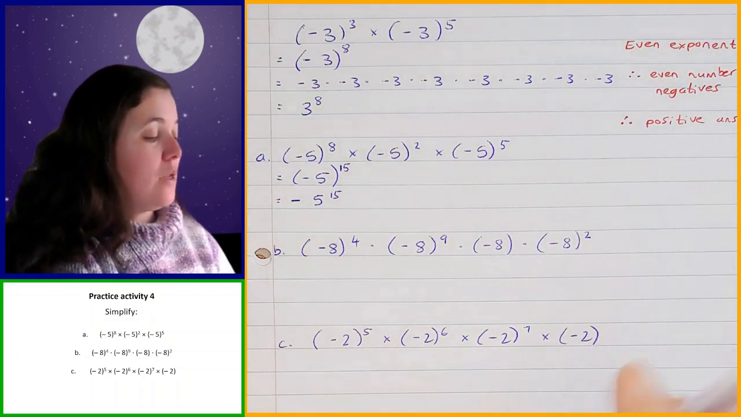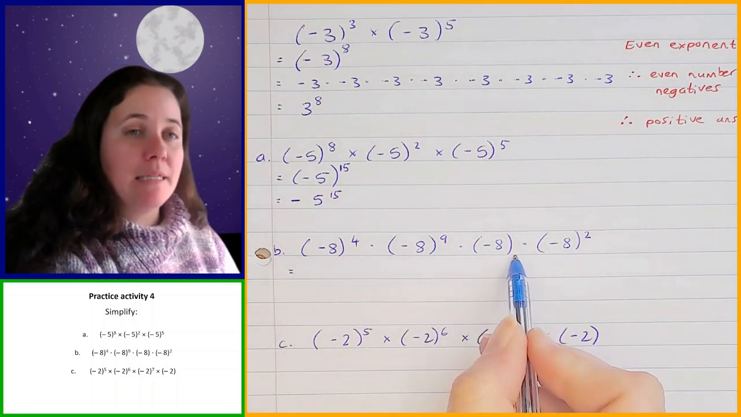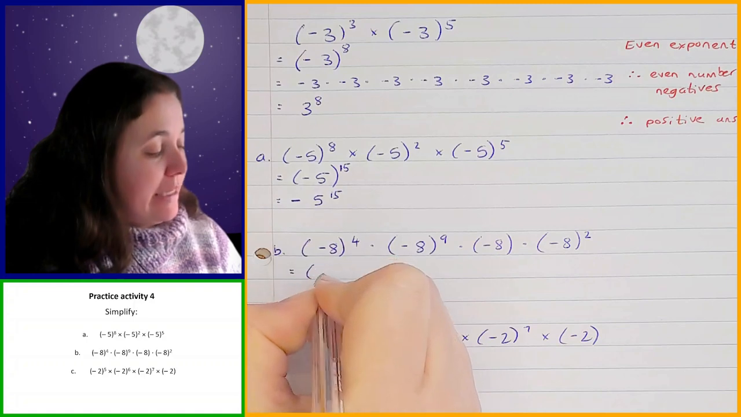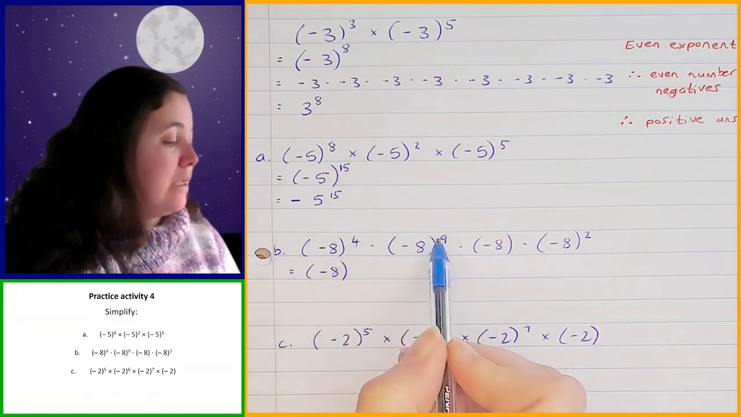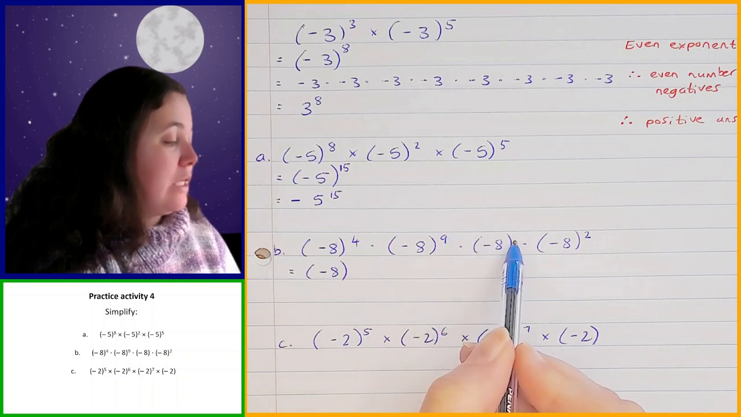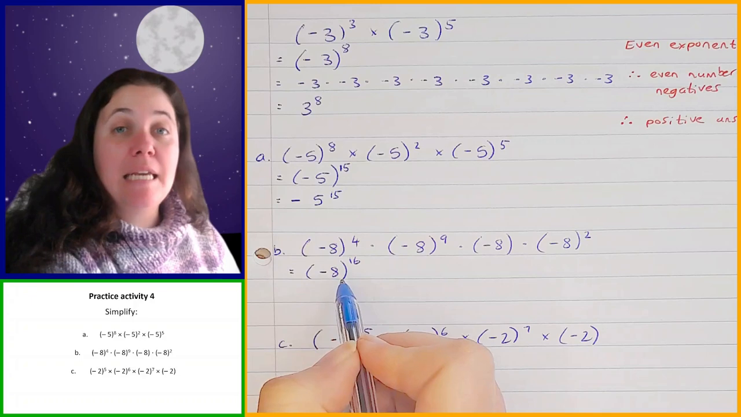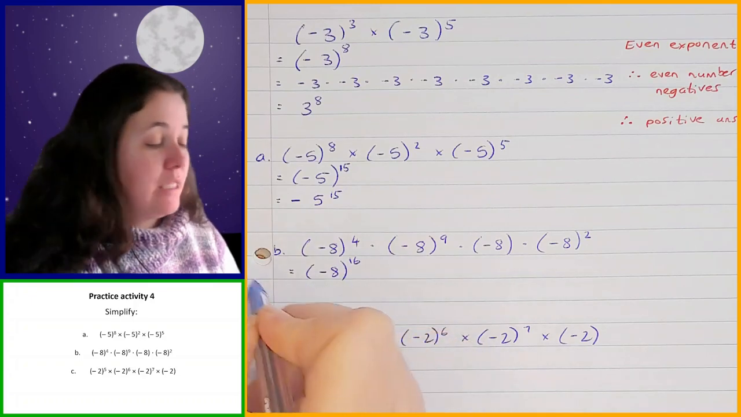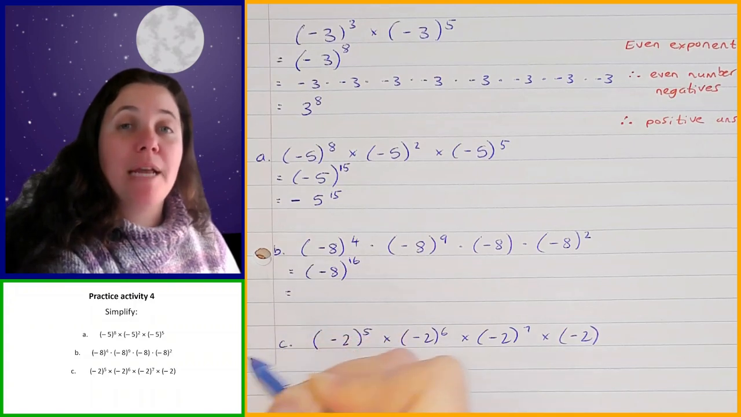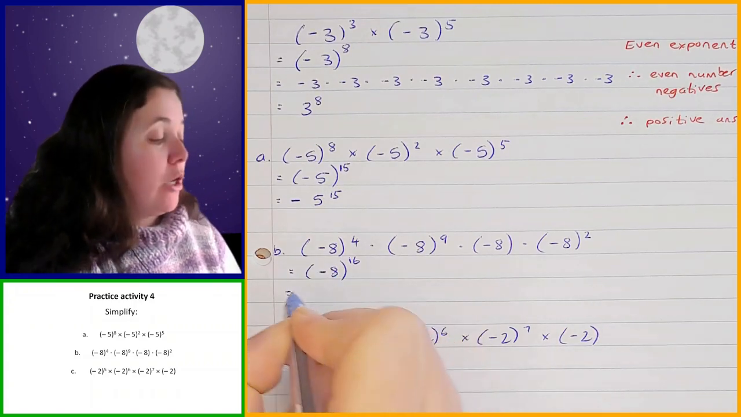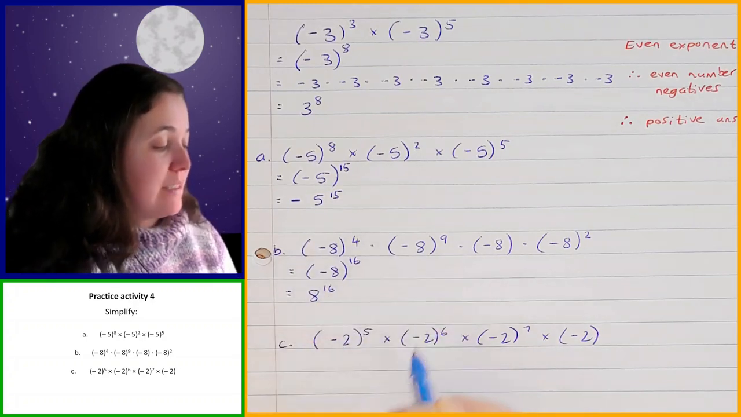Okay. So then question B. Again, I've got all the same bases. They're all negative 8, so it's still going to be negative 8. And then I add my exponents. So I've got 4 plus 9 is 13, plus 1 is 14, plus 2 is 16. Now, in this case, 16 is an even number, so I've got an even exponent. And so because the exponent is even, that means I have an even number of negatives being multiplied together, which means that my answer is going to be positive. So it's going to be positive 8 to the power of 16.